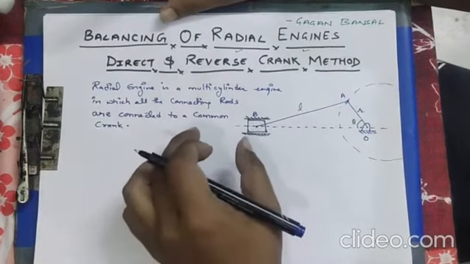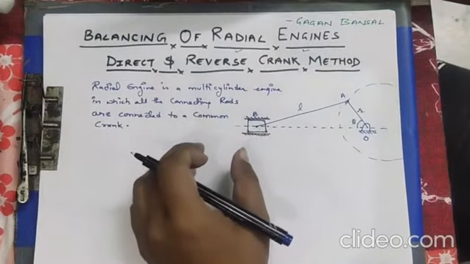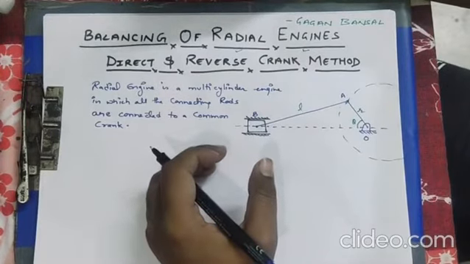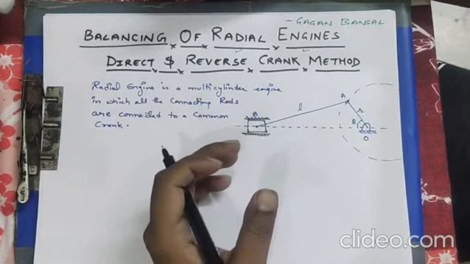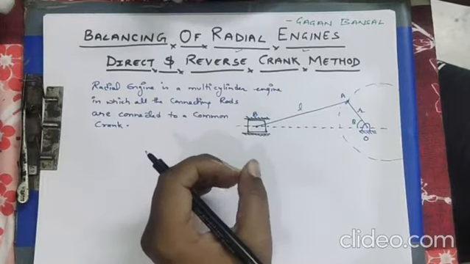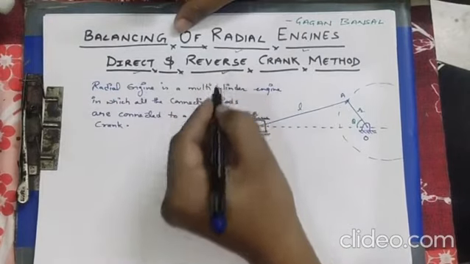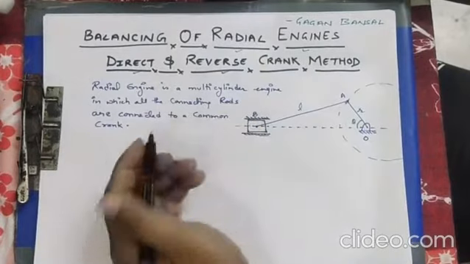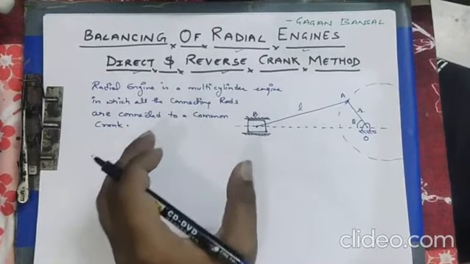The main advantage of this is since all the connecting rods are connected to a common crank, that means we have a single plane of rotation. That is why we only have the unbalanced forces but not the couples. So the analysis of forces in such type of engine is much simpler by using the method of direct and reverse crank method. So today we will be focusing on direct and reverse crank method, as all the forces are in the same plane because they are rotating to a common crank, so no unbalanced couple exists.